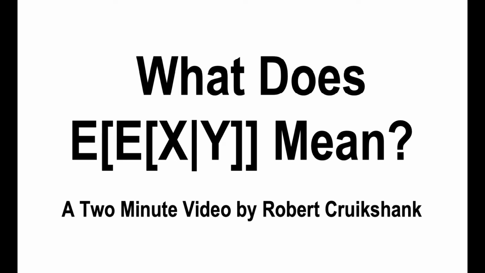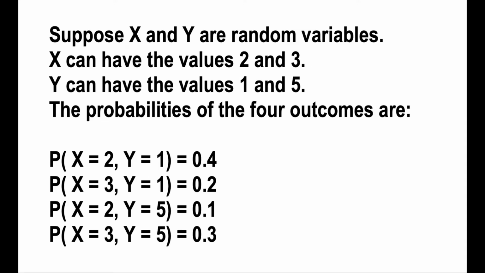What does E of x given y mean? I'll demonstrate with an example. Suppose x and y are random variables. X can be 2 or 3, y can be 1 or 5. The probabilities of the 4 outcomes are listed here.